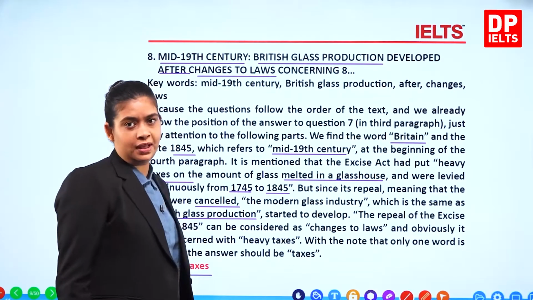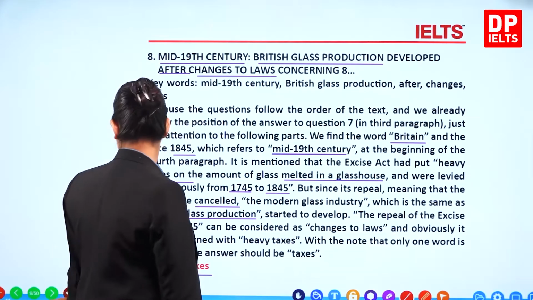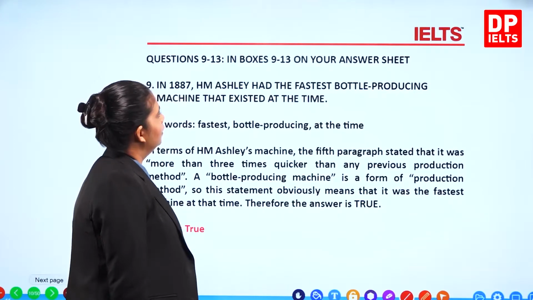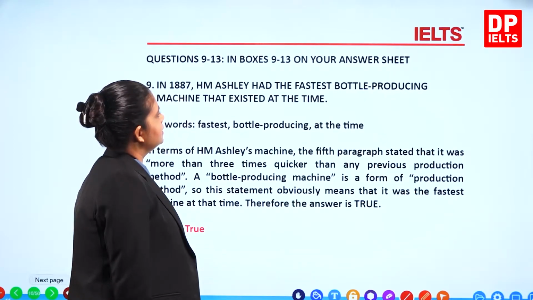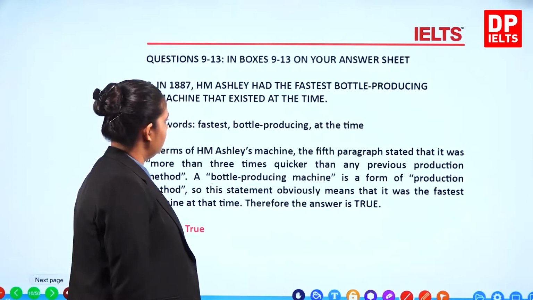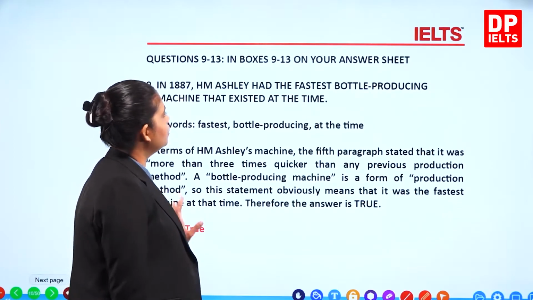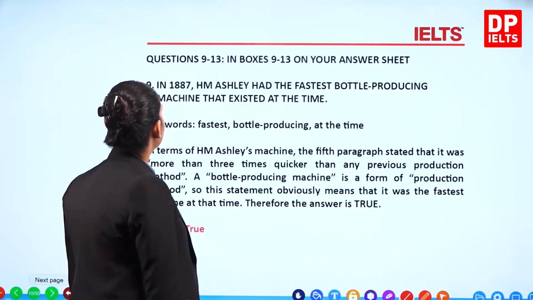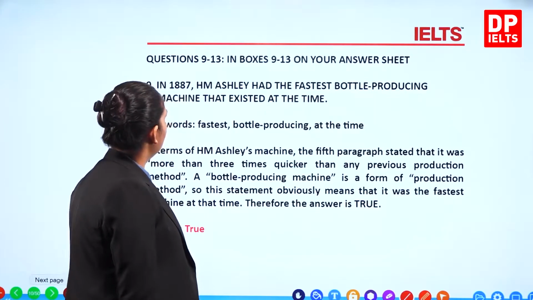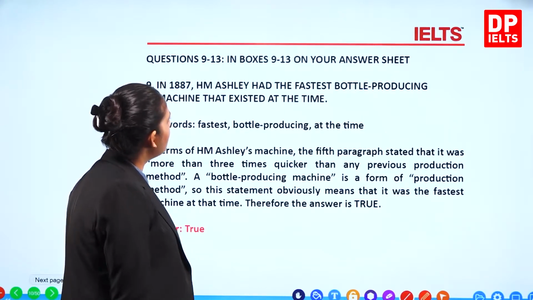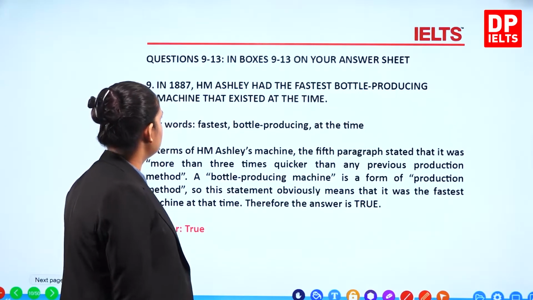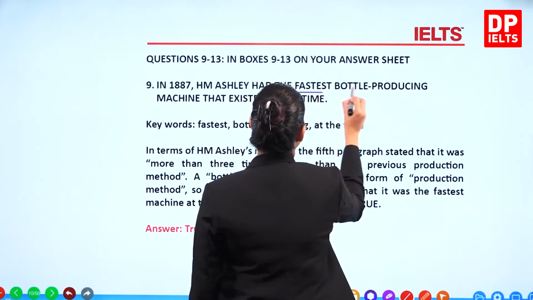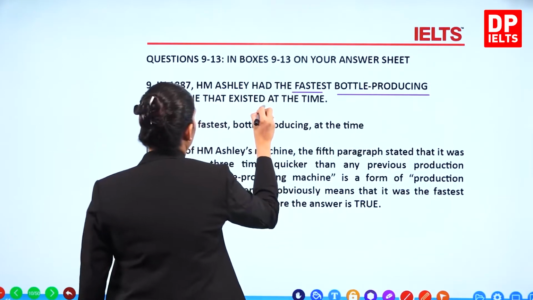So the answer should be taxes, right? Questions number 9 to 13. You should write the answers in the boxes on your answer sheet, right? Now, is it true, false, or not given? That is the question. In 1887, H.M. Ashley had the fastest bottle producing machine that existed at that time, okay? So, fastest bottle producing at that time.